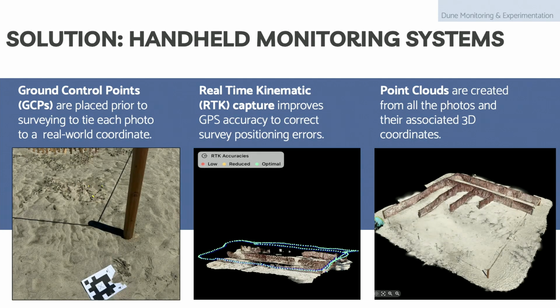The technology uses three main components to successfully measure spatial changes. Ground control points are physical markers placed on the ground at known surveyed locations before you begin capturing imagery. They act as anchors that tie your points to real-world coordinates.